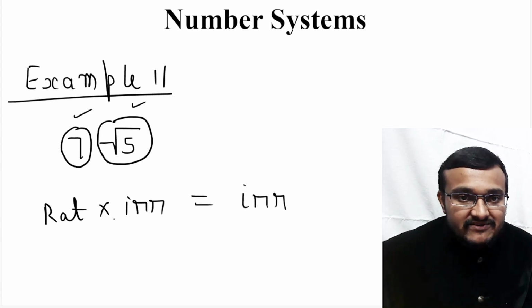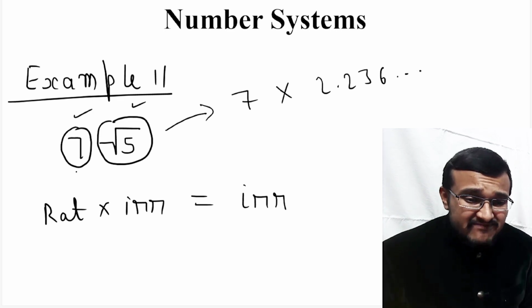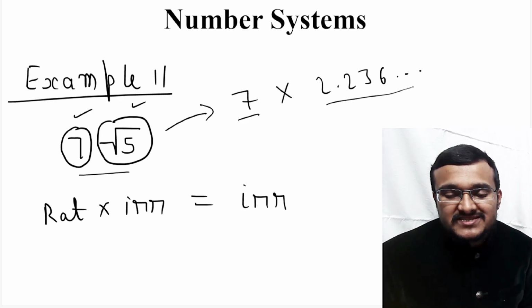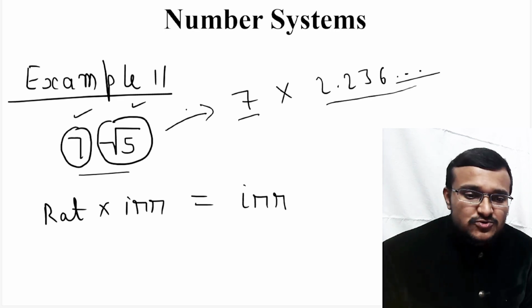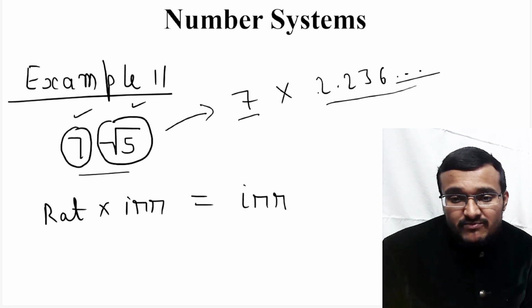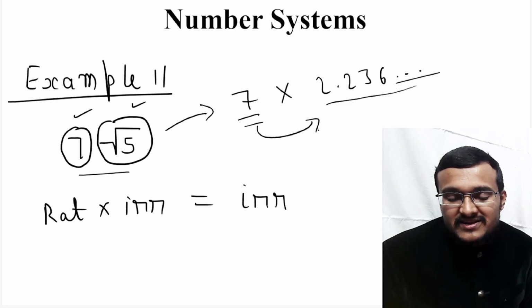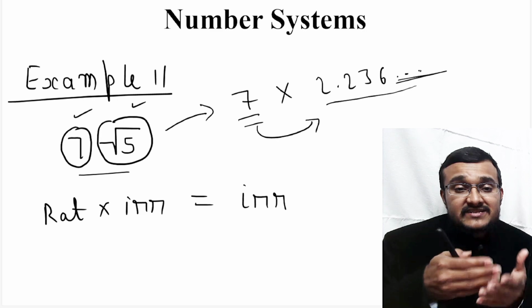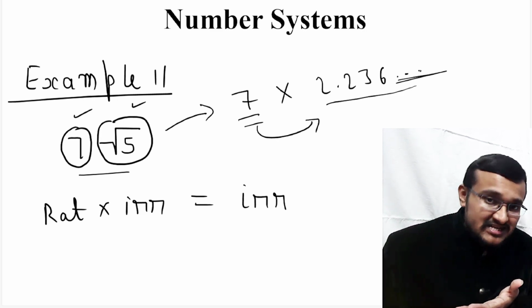Just now I have explained that. So now if you take the value of this 7 root 5, that is 7 into 2.236 and it goes on like this. So this root 5 is an irrational number. So now if you multiply 7 with this particular irrational number, there are so many non-ending numbers after the decimal point. That means there is a non-terminating decimal expansion.